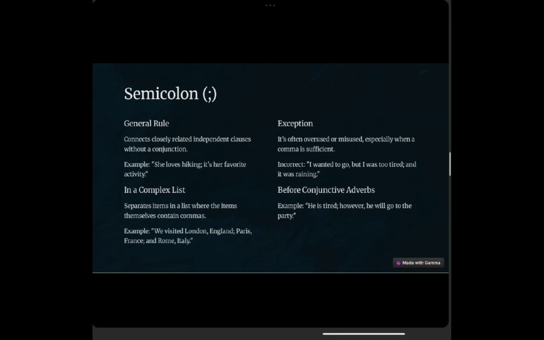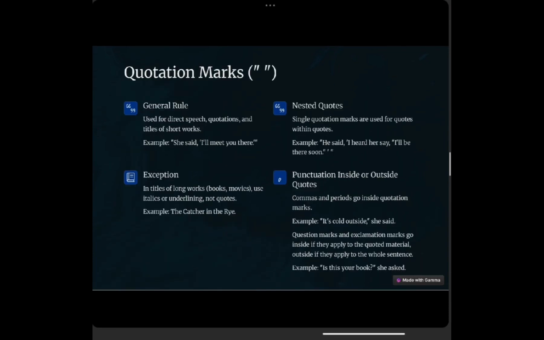Remember, a semicolon is stronger than a comma but softer than a period, and it really helps keep complex writing neat and balanced. Now, quotation marks. Quotation marks show direct speech or quotes. For example, she said, "I'll meet you there." When quoting inside a quote, we switch to single quotation marks, like this. He said, "I heard her say, 'I'll be there soon.'"